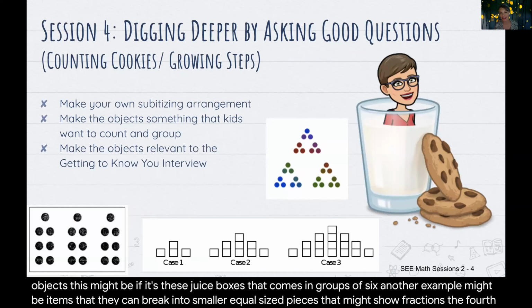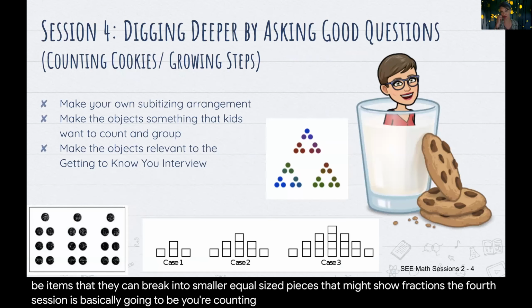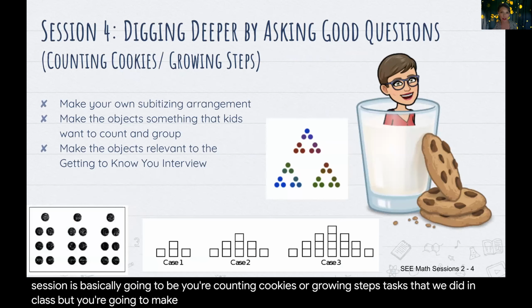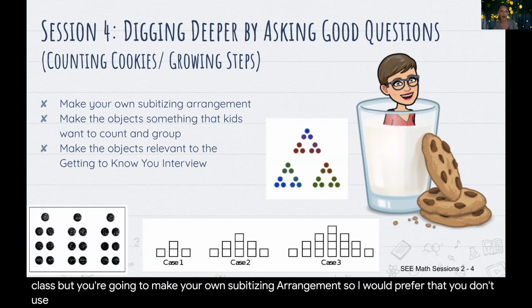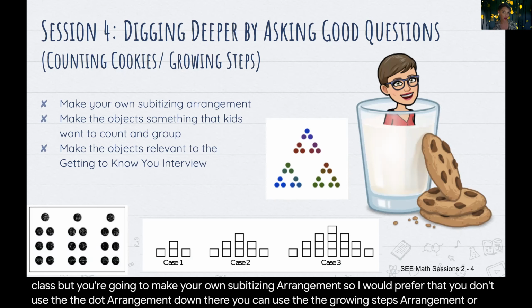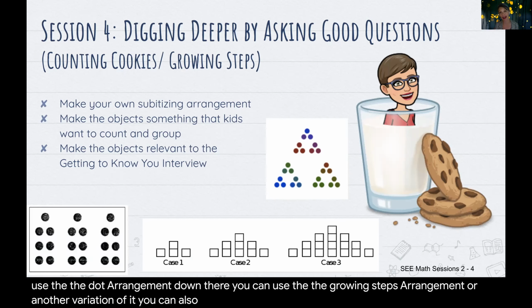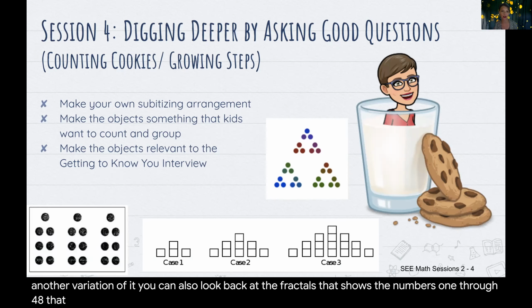The 4th session is basically going to be your counting cookies or growing steps task that we did in class, but you're going to make your own subitizing arrangement. So I would prefer that you don't use the dot arrangement down there. You can use the growing steps arrangement or another variation of it. You can also look back at the fractals that show the numbers 1 through 48 that you might also use.